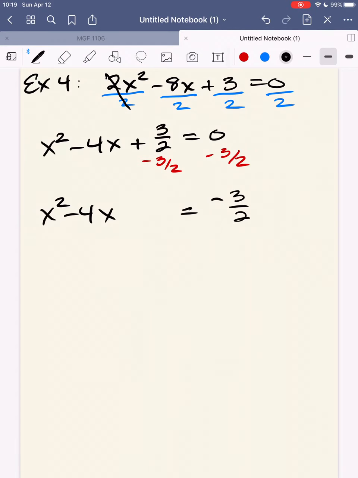All right. Now I have to take my negative 4, divide it by 2, and then square it. Okay, so I have negative 2 squared, because 4 divided by 2 is 2, and I end up with a positive 4 when I'm done. Okay, so I'm going to add 4 to both sides.